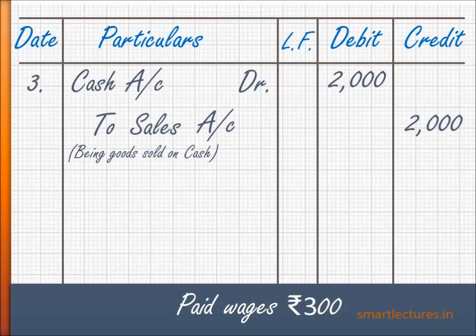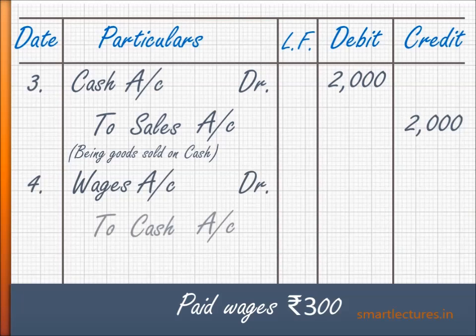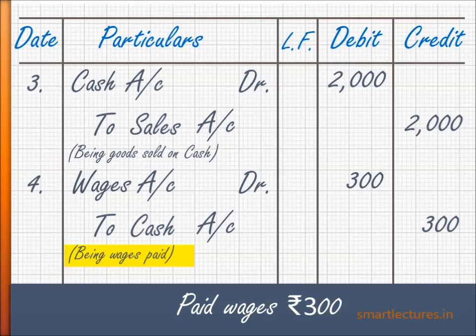Now come to the format of journal entry. How will you write down? Wages account debit to cash account. 300 rupees on debit column and 300 rupees on credit column. What will be the narration? Being wages paid. Narration is quite simple for you. Simply you have to rewrite the transaction.